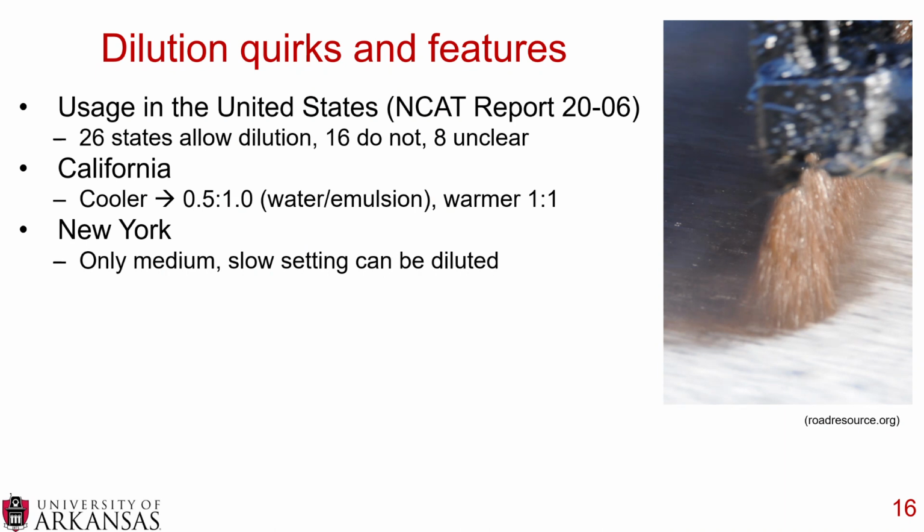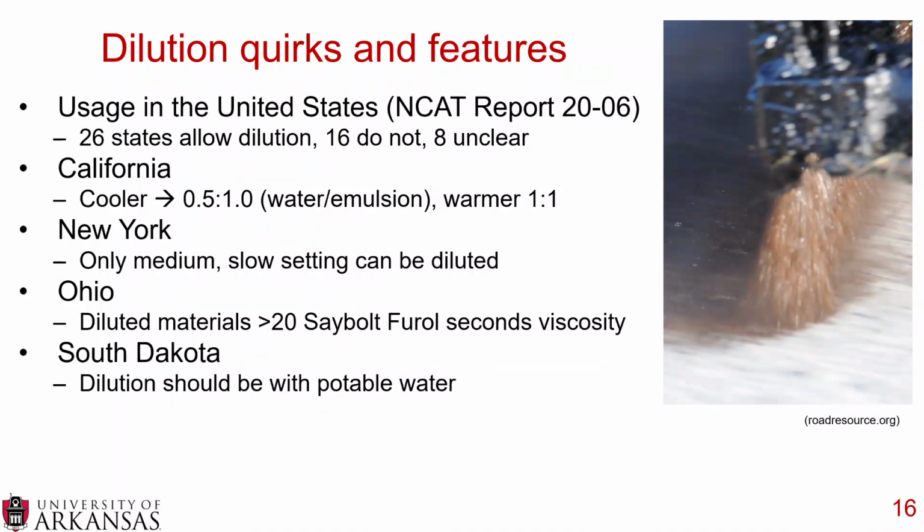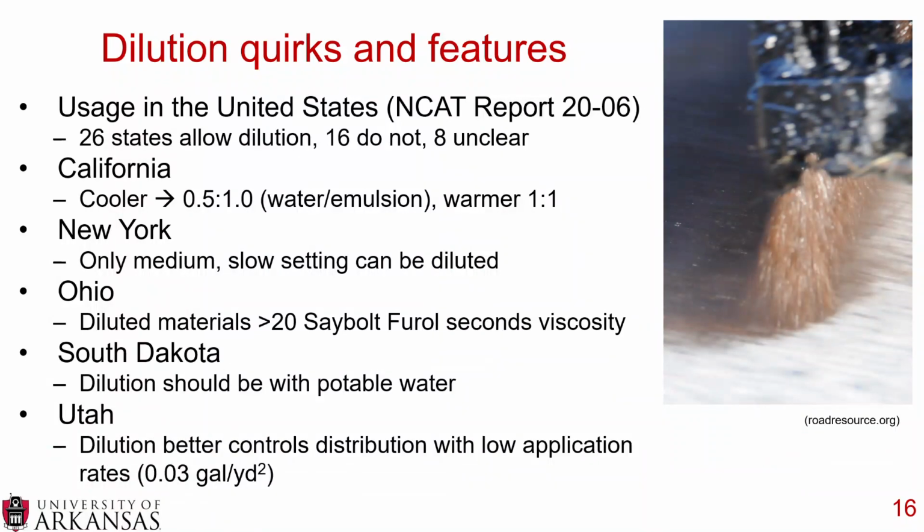In New York, only medium and slow setting asphalt emulsions can be diluted. In Ohio, you dilute materials until you have greater than 20 Saybolt Furol seconds viscosity. In South Dakota, dilution should be done with potable water. They're very specific about this, but I actually agree with it. And in Utah, the dilution better controls your distribution with low application rates. So when you get down into the real low application rate, like 0.03 gallons per square yard, that's when dilution kind of kicks in.